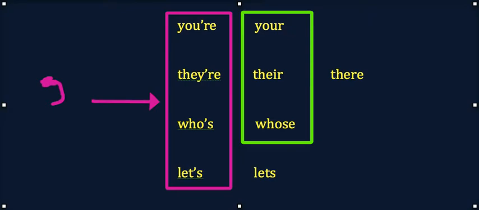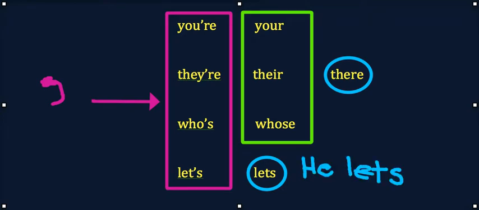Now we have the 2 other words to explain here. The there, which is the direction, over there. I'll meet you over there. And the last one is lets, which is just a verb form. Yesterday, he let me eat cake. Today, he lets me eat cake. So it's just a verb form, the present tense.